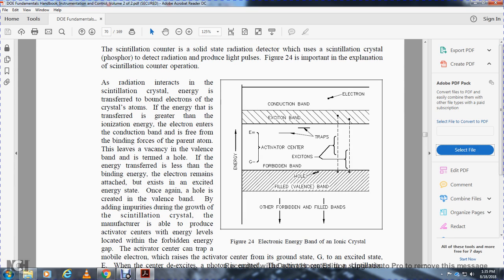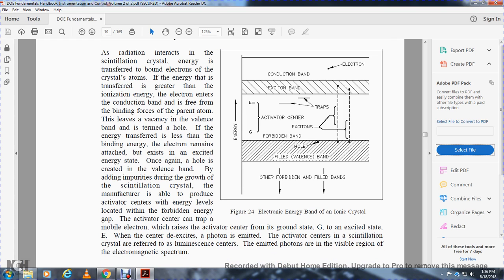Leave the vacancy in the valence band. If the energy transported leaves with the binding energy, the electron is attached to the existing site with the energy state. Once again, the hole is created in the valence band by adding impurities during the growth of the scintillation crystal. The manufacturer is able to produce activator excited states with the energy level located in the forbidden energy gap.